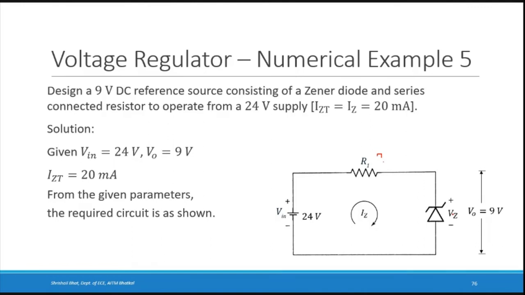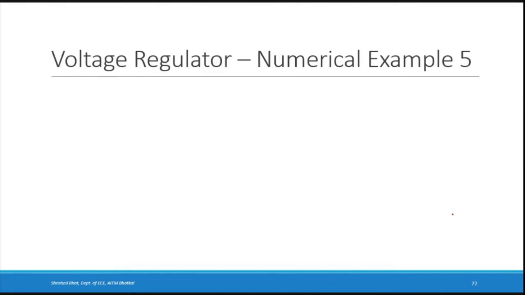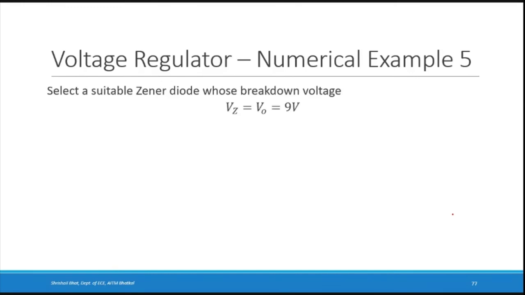So the first thing that we have to do while designing is select a suitable Zener diode whose breakdown voltage is equal to the output voltage. That in this case is equal to 9 volts. So select a suitable Zener diode whose breakdown voltage Vz is equal to V0, that is equal to 9 volts.